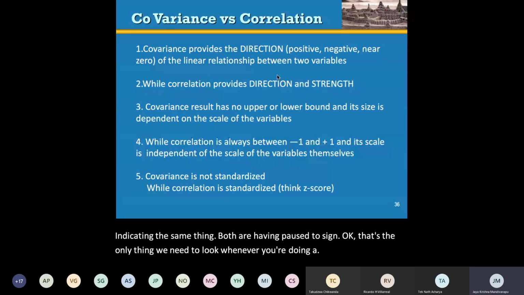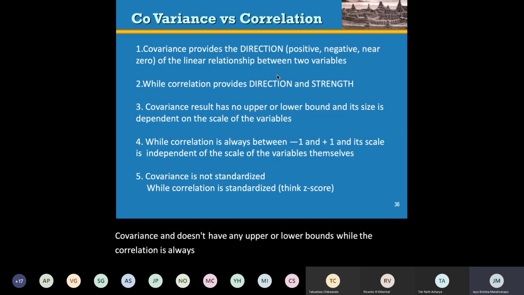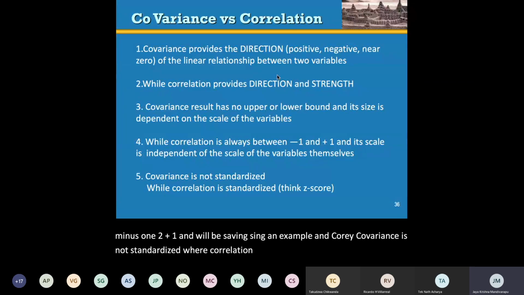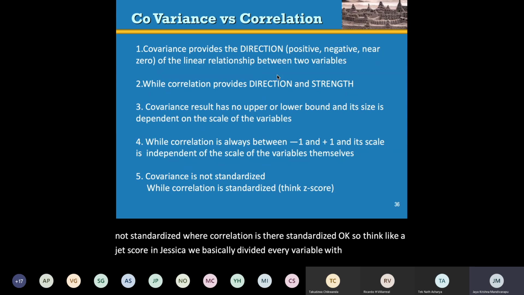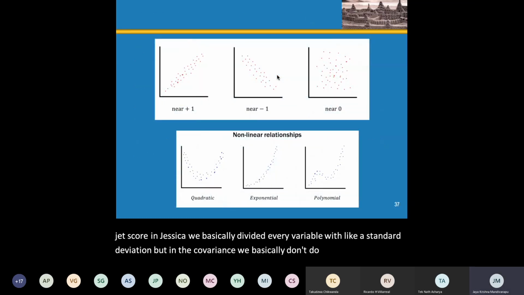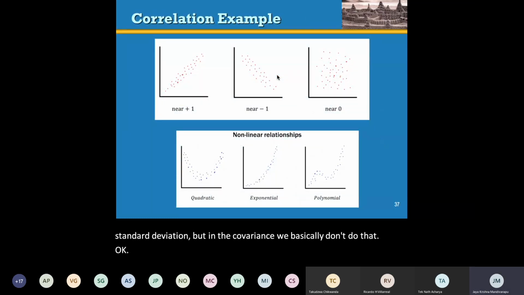It doesn't have any upper or lower bounds, while the correlation is always between -1 and +1, and its scale is independent of the scale of the variables. So correlation has limits of -1 to +1, and we'll be seeing an example. And covariance is not standardized, whereas correlation is standardized. Okay, so think of it like a z-score. In a z-score, we divide every variable by the standard deviation, but in covariance we don't do that.